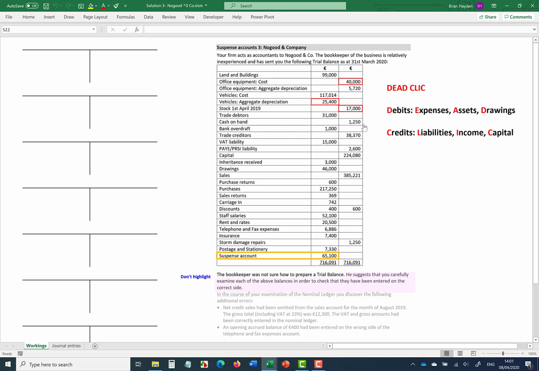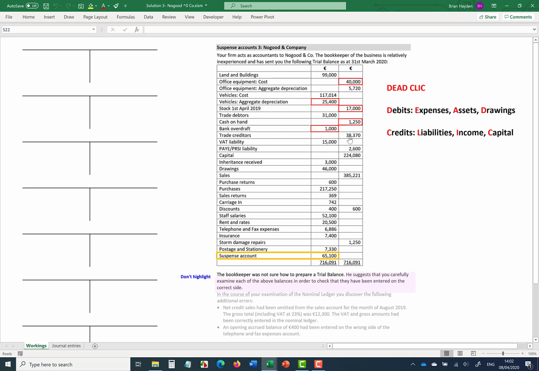Cash on hand, well, cash either is an asset or you don't have cash. You can't have a negative amount of cash. So you either have 10 euros in your wallet or your till, or you don't have any money in your till. So it can only ever be an asset, and it should have gone on the debit side. So again, we have a problem with that. The bank overdraft, okay, well, the magic word there is overdraft. That represents money that you owe to the bank. You have to pay back the loan from the bank. That's a liability, so it should go on the other side, should go on the credit side.